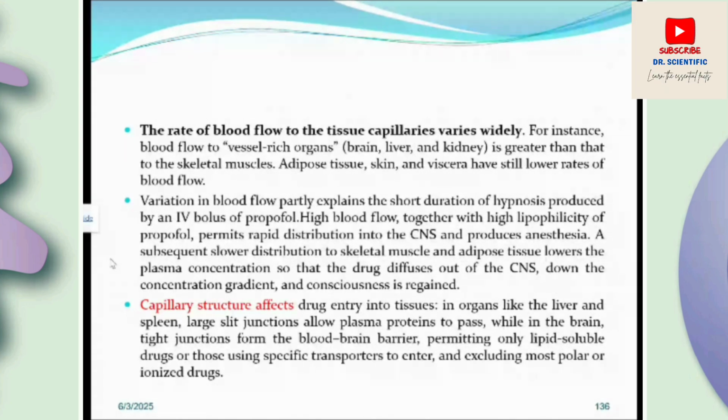So that was just an example. Sorry, just finish. Capillary structure affects drug entry into tissue in organs like the liver and spleen. Large slit junctions allow plasma proteins to pass, while in the brain, tight junctions form the blood-brain barrier, permitting only lipid-soluble drugs or those using specific transporters to enter, and excluding most polar or ionized drugs.